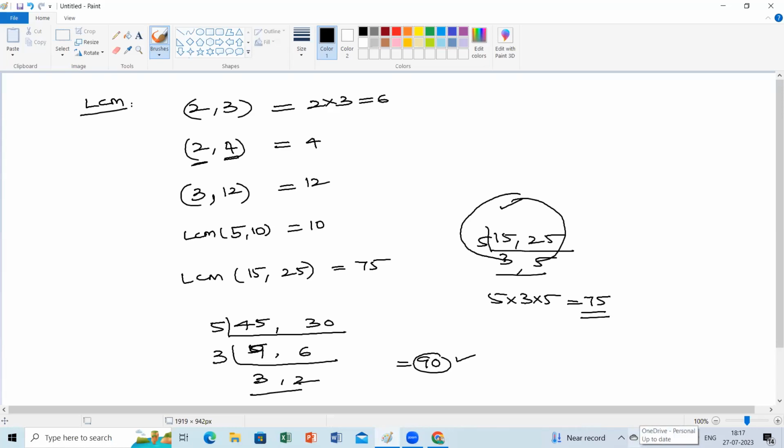Today, I'm going with addition of fractions. Shall I start addition of fractions? Yes, ma'am.